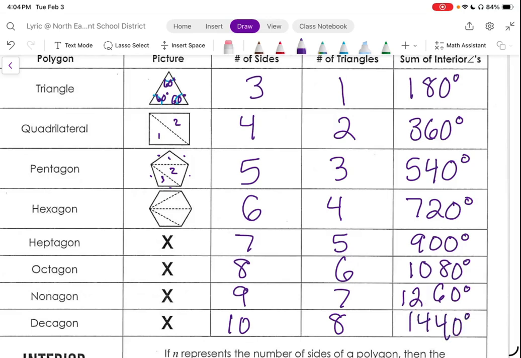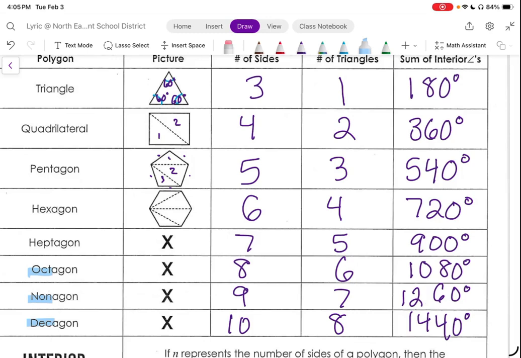Okay, so just some things to talk about too. Heptagon is 7 sides. Octagon, think octopus, 8 sides. Nonagon starts with 9. N starts with N, so 9. Decagon, decade, 10 years, 10 sides.